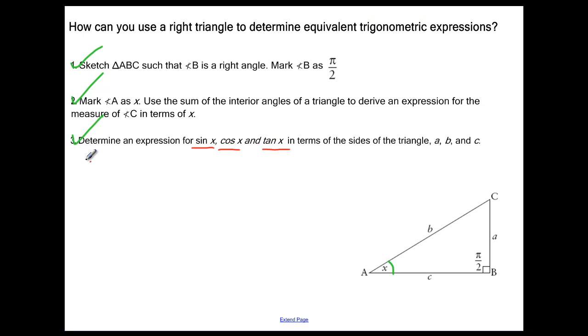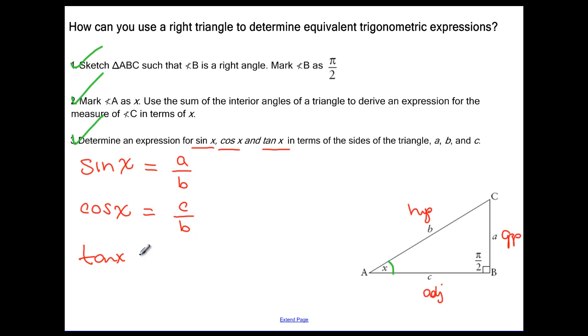and tan. So looking at the triangle through the eyes of X, this is the opposite side, here is the adjacent side, and of course this is the hypotenuse. So sine of X is equal to opposite over hypotenuse. I'm going to use lowercase a over lowercase b as a ratio. I'll continue the same thing for cos of X, which is c divided by b, and finally tan of X, which is opposite over adjacent, a over c.